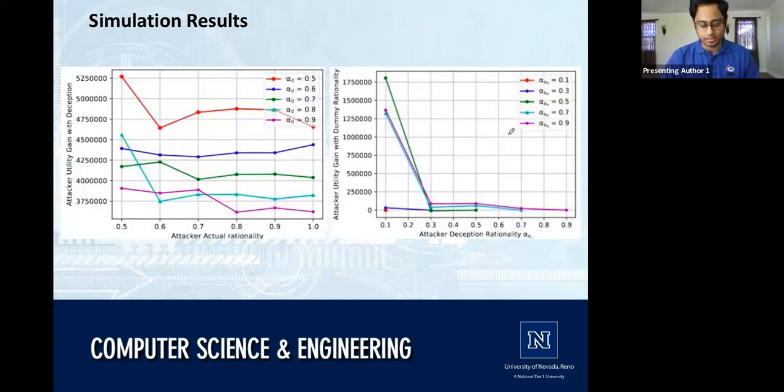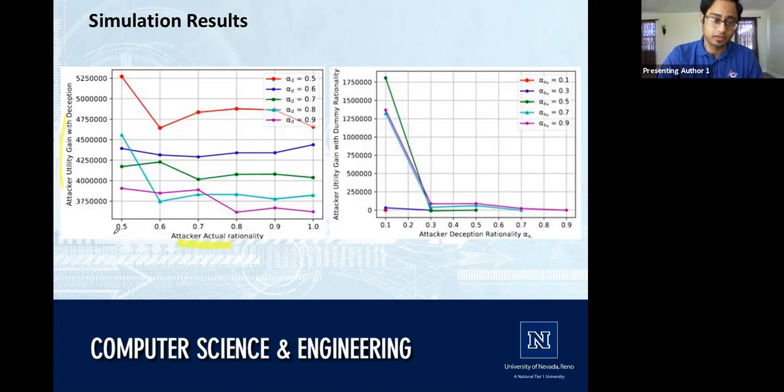Now we come into the simulation and results section. So on the left-hand side, we have a graph that showcases the attacker's actual rationality, and then correspondingly, the attacker's utility gain with deception. And this is based on the fact that they're using a 0.1 rationality for their deception. And so the actual rationality tends between different kinds of attackers with different rationality types, and every single graph showcases them facing a certain type of defender. And what do we find here? Well, we find that irrespective of the actual rationality of the attacker, the utility gain will be maximum when facing a defender with equal or lower rationality than they are.